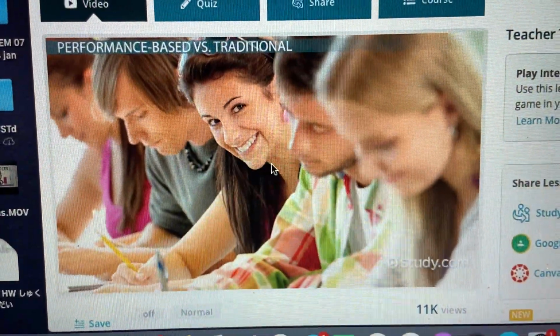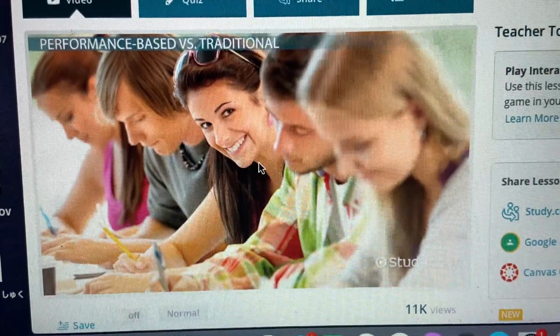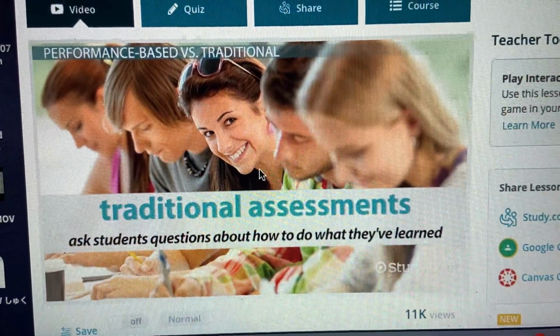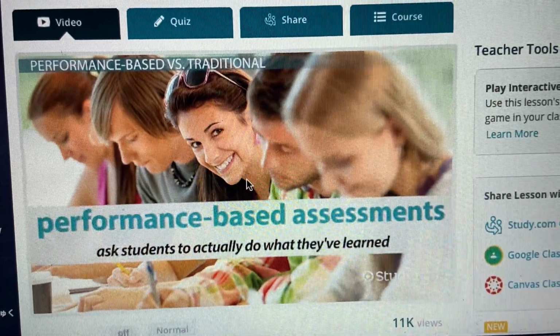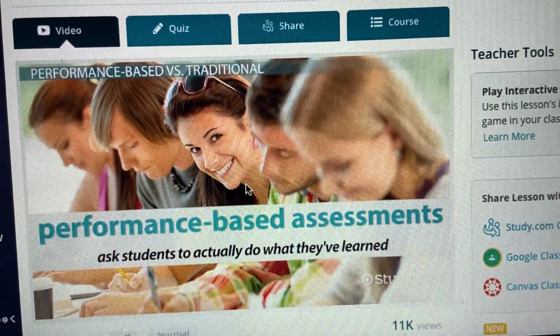The main difference between traditional and performance-based assessments is that traditional assessments ask students questions about how to do what they've learned. In contrast, performance-based assessments ask students to actually do what they've learned.